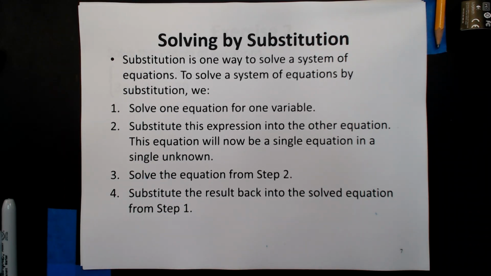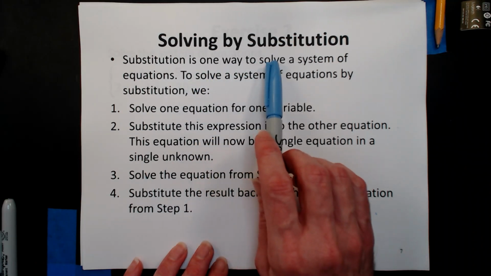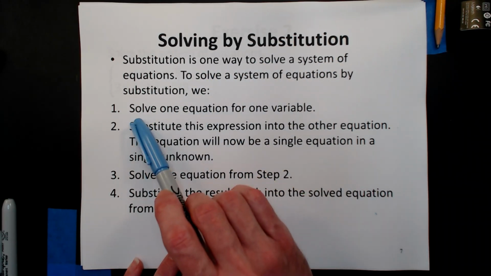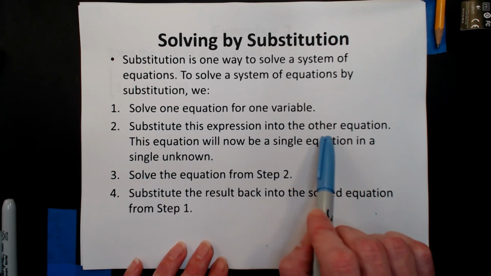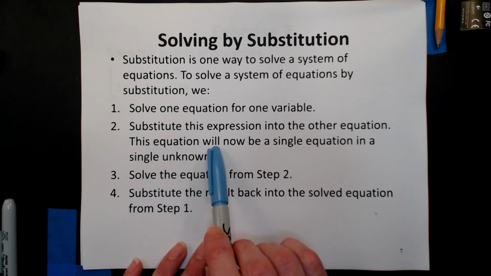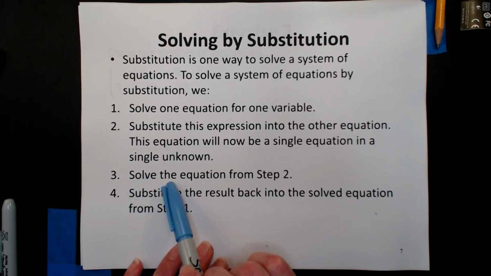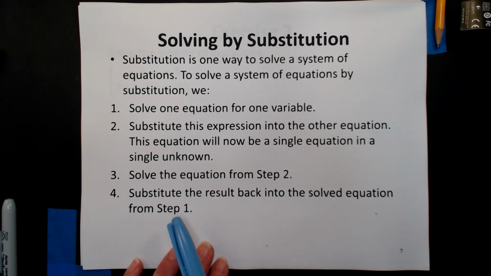Focus. All right. Solving by substitution. Substitution is one way to solve a system of equations. To solve a system of equations by substitution, we solve one equation for one variable, and substitute this expression into the other equation. This equation will now be a single equation in a single unknown. Number 3, we solve the equation from step 2. We learned how to solve linear equations way back in 2.1, 2.2. Number 4, substitute the result back into the solved equation from step 1.